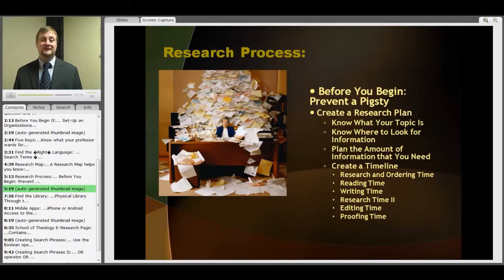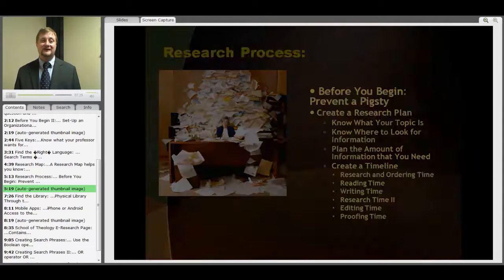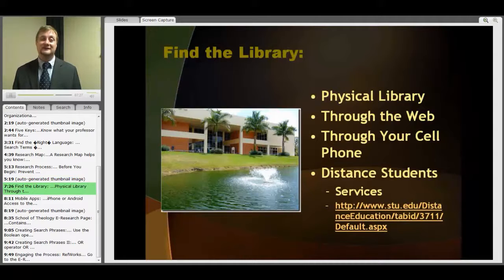Please consult the research map guide that is found on the e-research page of the School of Theology and Ministry, and if you need more help setting up a winning process, please give me a call or email me at the University Library.